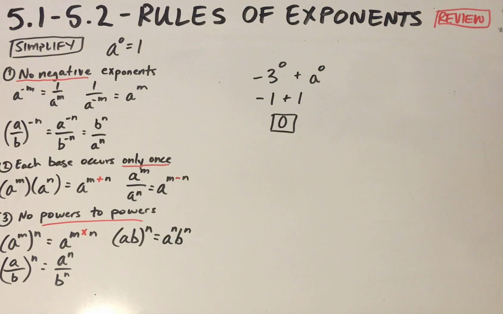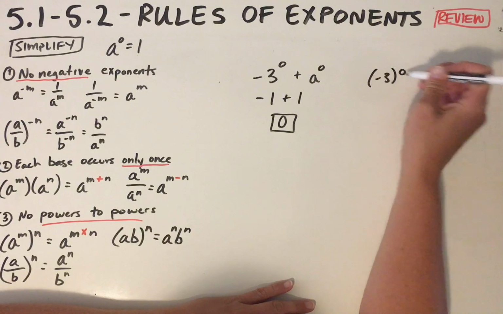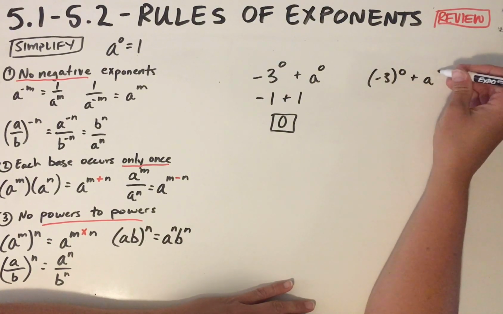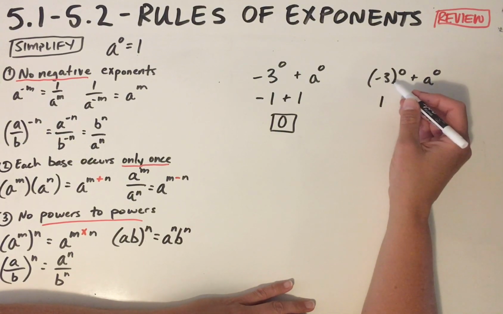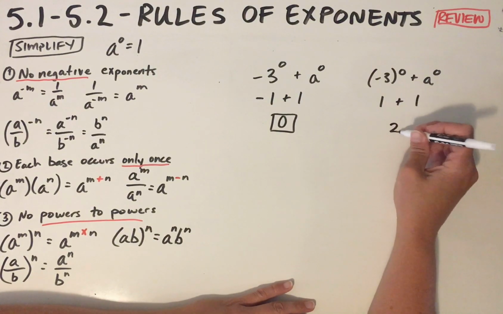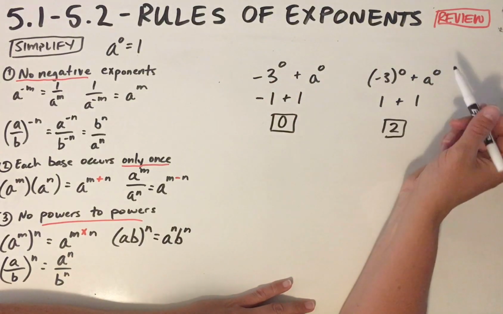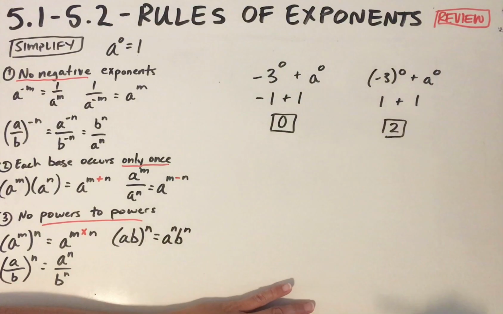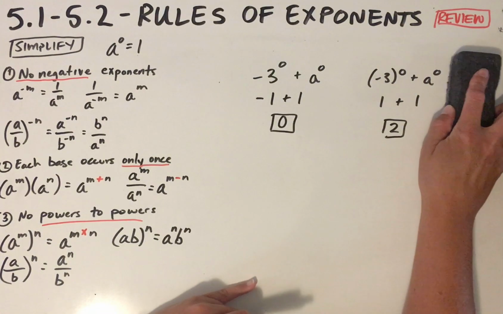Okay, so remember that anything to the 0 power is 1. But how would this have been different if it had said (-3) to the 0 power plus a to the 0 power? Well, (-3) to the 0 power is 1, not -1, because this entire thing to the 0 power is 1, plus 1. This would have given me 2. So the difference is whether or not the sign is included in the 0 power. Well, it's included if it's in parentheses, but it's not if it's not. Okay, so that is the 0 power rule.